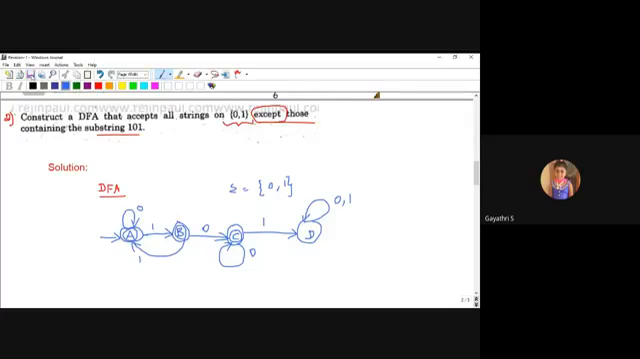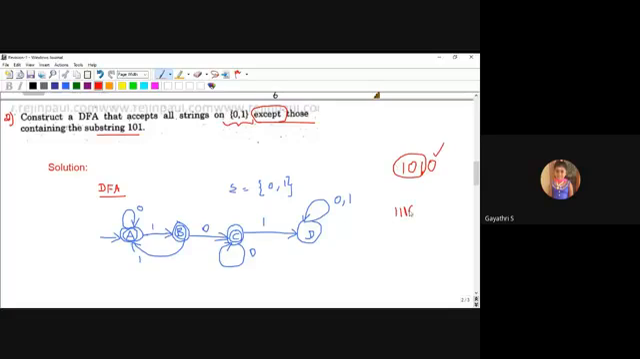So I will take a few examples, like the string 101010. Let me check 1010. So 1, I will come to B, 0, and move to C, 1, D, 0, D. D is not a final state, because this string has the substring 101. So this automata does not accept the string 1010. So this is right.